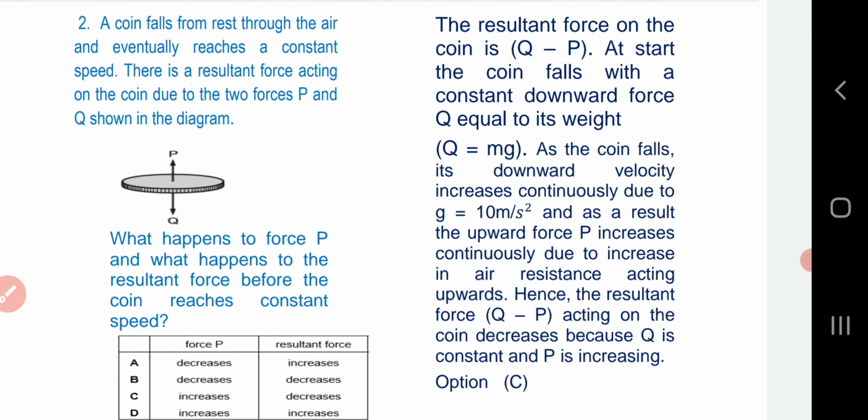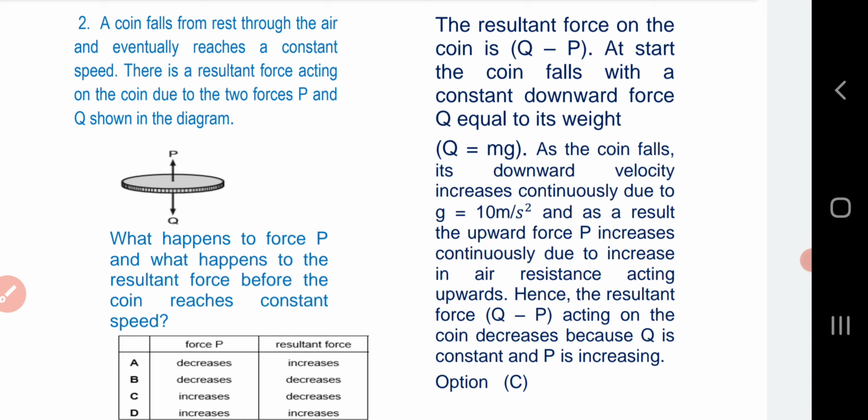Question number 2. A coin falls from rest through the air and eventually reaches a constant speed. There is a resultant force acting on the coin due to the two forces P and Q shown in the diagram. What happens to force P and what happens to the resultant force before the coin reaches constant speed? And the answer is the resultant force on the coin is Q minus P.